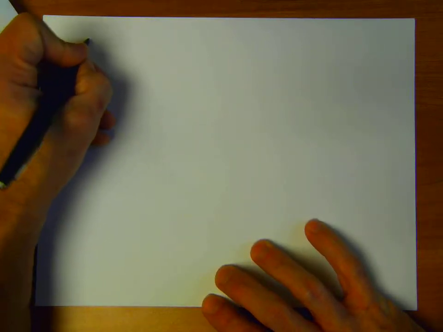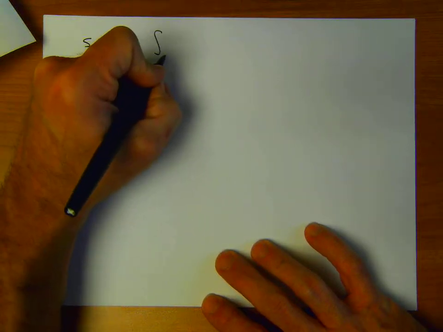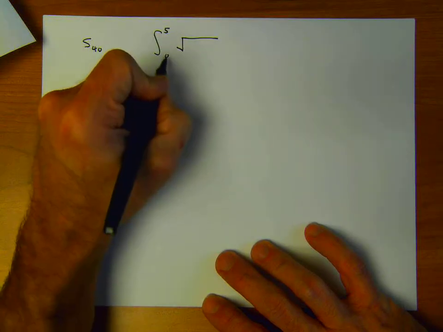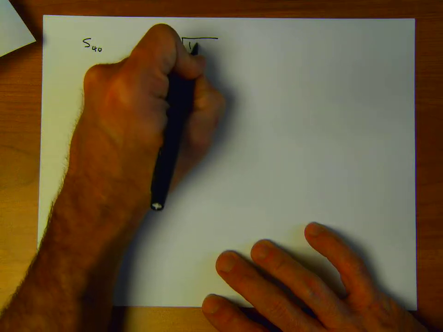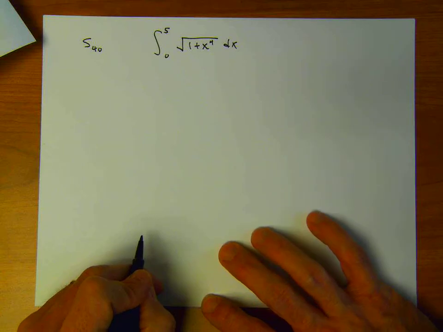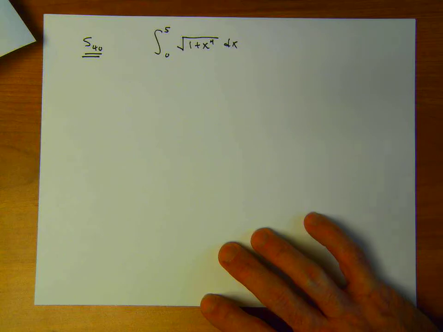All right, last one then. We're going to find a bound for the error. This is number 43 in the text. We want to use S40 to approximate this integral. We're looking along the interval from 0 to 5 on the x-axis of 1 plus x to the 4th, and we want to see what the bound for the error would be if I used 40 partitions of Simpson's rule.